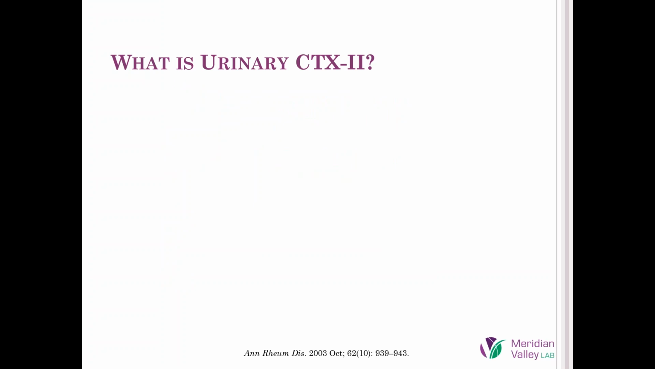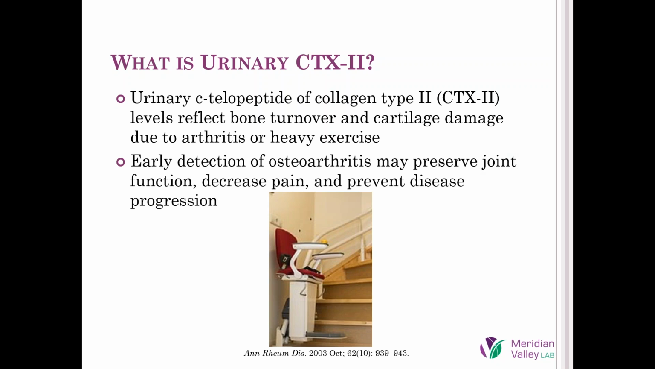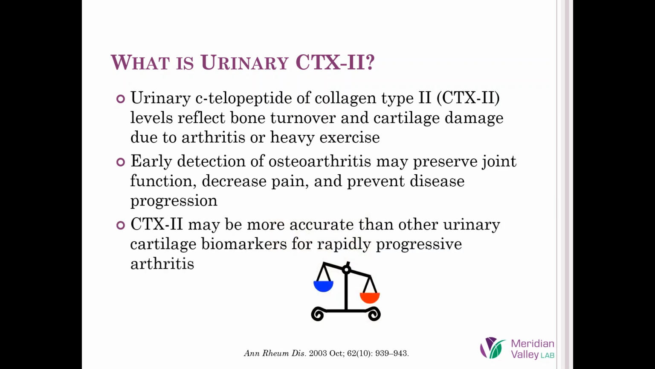First, we need to learn what urinary CTX-II is. The biomarker CTX-II originates primarily from calcified cartilage and reflects changes at the interface between the bone and articular cartilage. Early detection of changes in bone and cartilage, as in osteoarthritis, can preserve joint function, decrease pain, and prevent disease progression. CTX-II may be a more accurate marker than some other urinary cartilage biomarkers for rapidly progressive arthritis.